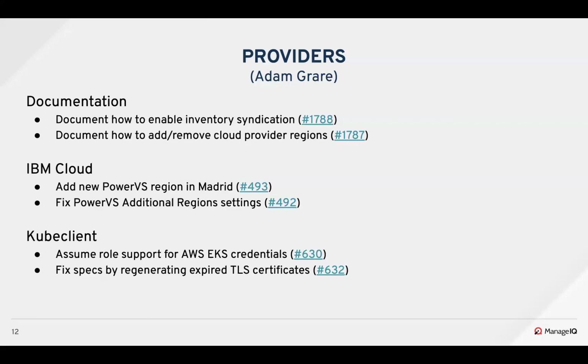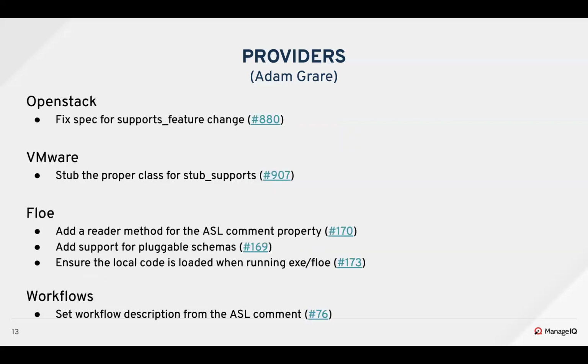In Kube Client, the Kubernetes library that we use, a PR was made to assume role support for AWS EKS credentials. And specs were also fixed by regenerating TLS certificates that were expired in the recorded interactions there. On the OpenStack side, a spec fix was made for supports feature changes that came in recently. For VMware, another stub supports fix was made, stubbing the proper class. For the flow gem, a reader method for the ASL comment property was added, allowing us to get the description of the ASL more easily.